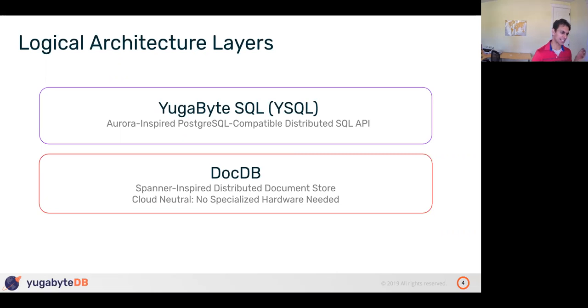Just another aspect that I'll mention up front is that the upper layer, which we mostly talk about as SQL in this case, also supports a flavor of NoSQL, the YCQL or Apache Cassandra compatible API. And this itself is very similar to Amazon Aurora, which supports both PostgreSQL and MySQL, right? It's wire compatible and feature compatible with both.